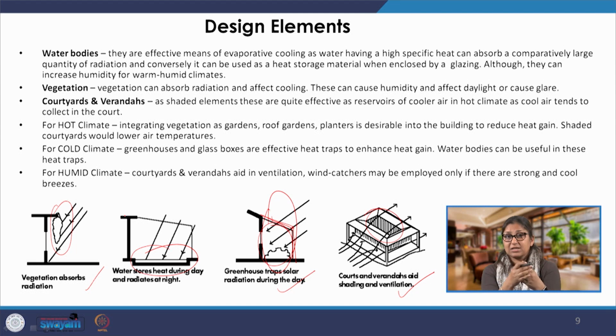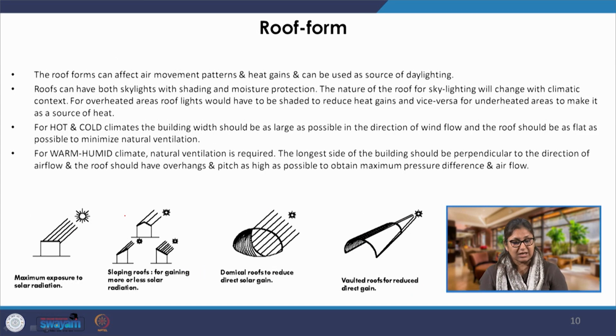Now, in composite climate, where we have extreme summer and also extreme winter, we may want a specific type of vegetation which shades and absorbs the radiation during summers, and in winters it sheds its leaves and allows the radiation to directly come to the building. So, choice of vegetation, where the vegetation has to be, is also one of the design elements.